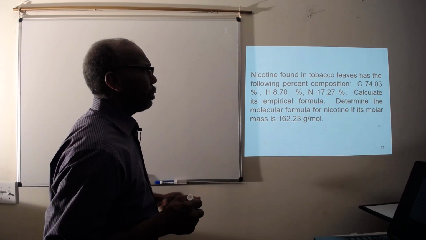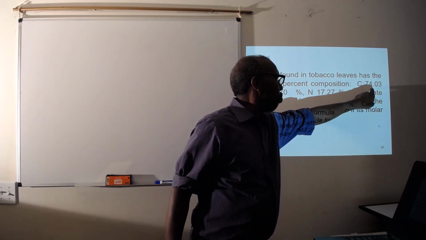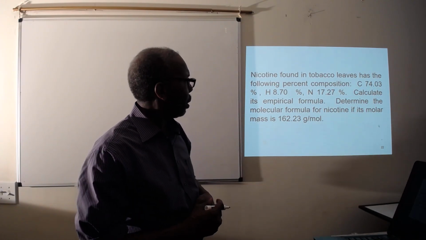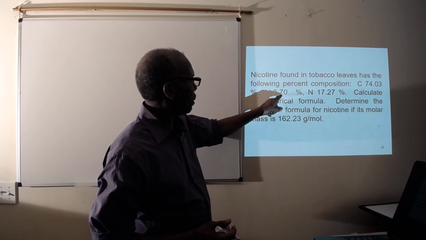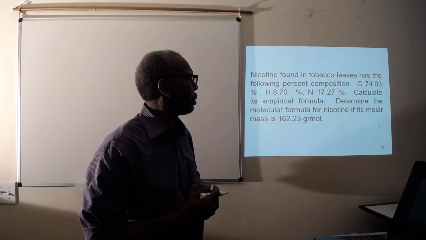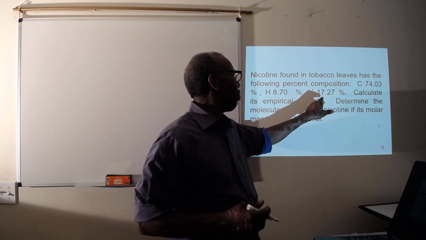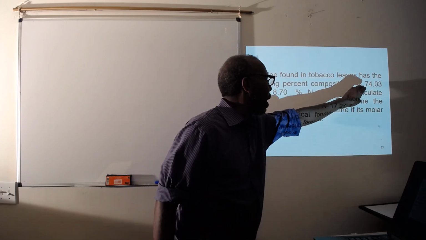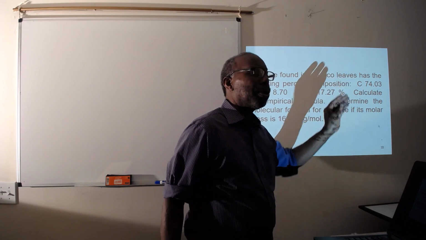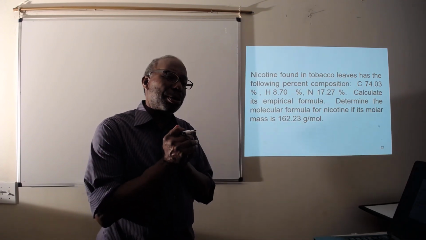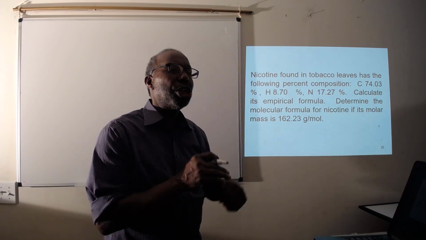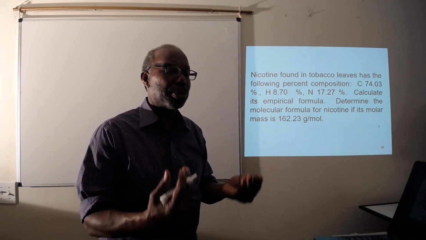We have carbon, 74.03% by mass, hydrogen, 8.70% by mass, and nitrogen, 17.27% by mass. All of this should add up to around 100%, because if we have the full elemental composition of the compound, then all of these percentages should add up to 100%.